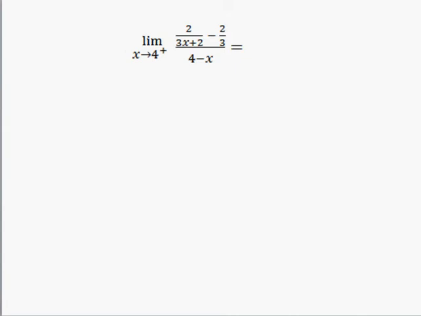All right, x is going to 4 from the right, from above, in this guy. And we plug him in, we get 2 over 3 times 4 is 12, plus 2, it's 14, minus 2 over 3 over 0. 4 minus 4 is 0. Well, 2/14 minus 2/3 is not 0. Okay, so hopefully we're on the same page on that one.